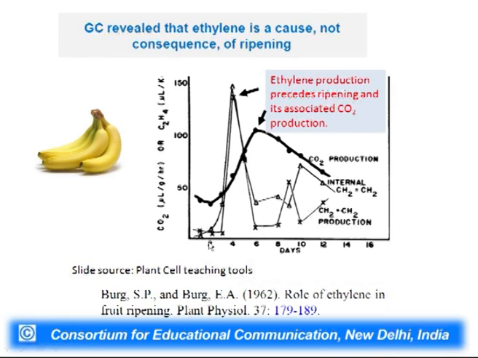Now, look at this, and this is the time scale on the x axis. The most important point to take from here is that the carbon dioxide peak comes later and the ethylene peak comes earlier. That means the ethylene spike, or ethylene pickup, is important before the respiration picks up. In other words, this is something which happens before the actual ripening process takes place. So, that is what I have given as the title here: GC revealed that ethylene is a cause, not a consequence of ripening. That means ethylene comes before the actual ripening process begins.